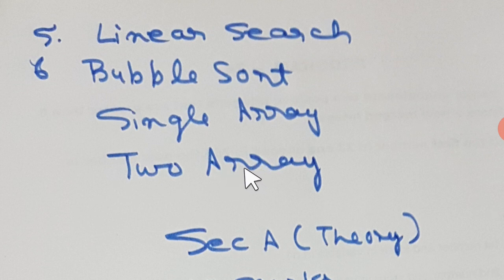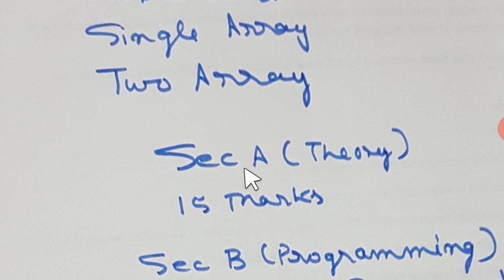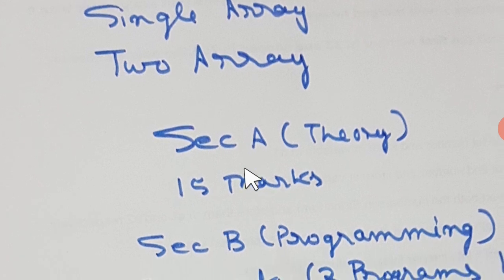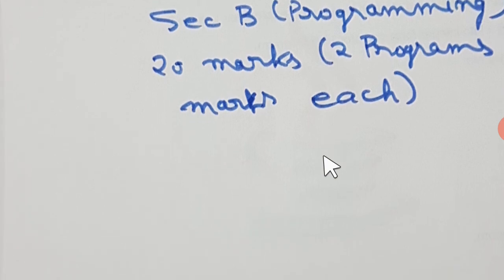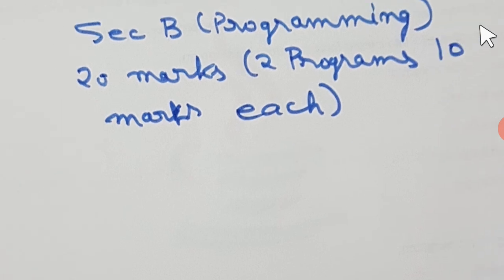It's there. So now understand the format. It's a board pattern. The paper was of 35 marks and it was of 1.5 hours, so that way it has been designed. Section A is of 15 marks, that is the theoretical questions are there. Then for programming, that is of 20 marks. Two programs are to be done, 10 marks each. All right, two programs, 10 marks each, that is there.